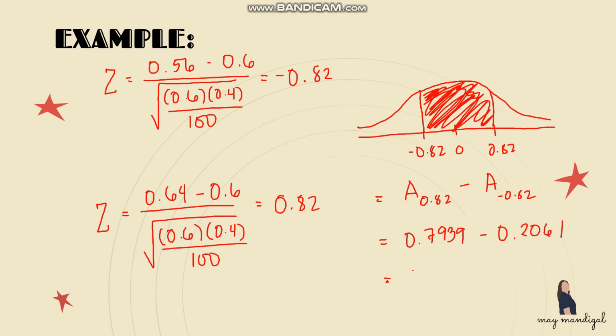And then we will have 0.5878, and that is 58.78%. So that is now the probability that we will get a sample proportion that is between 56% to 64%, given that the sample size is 100.